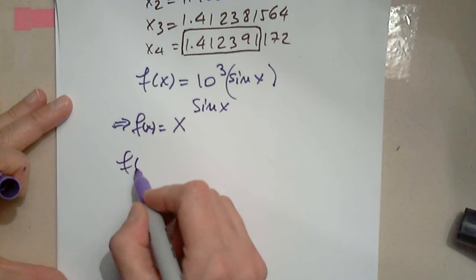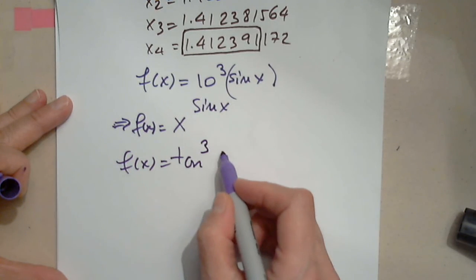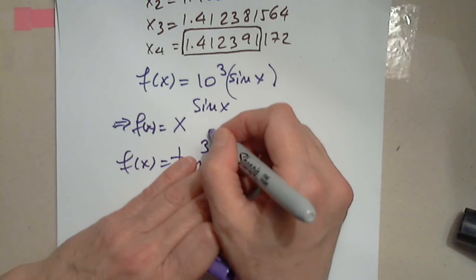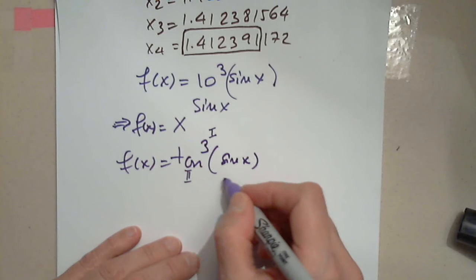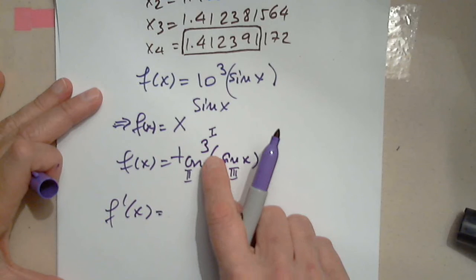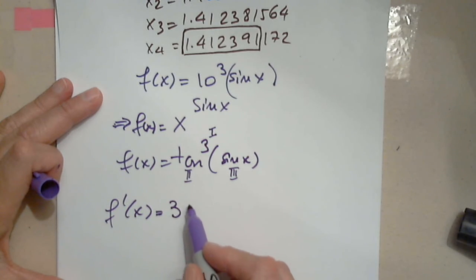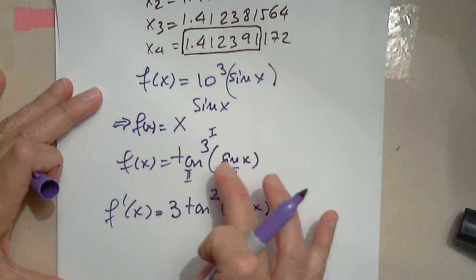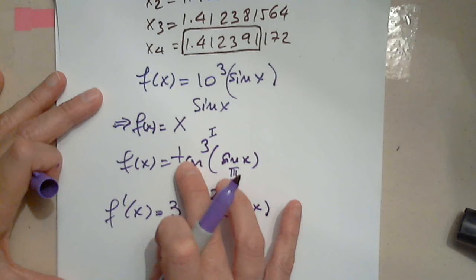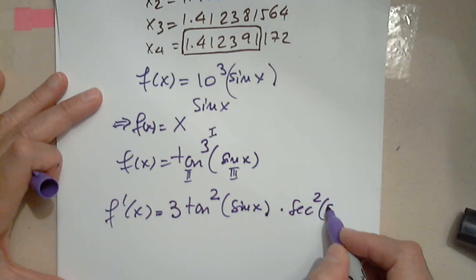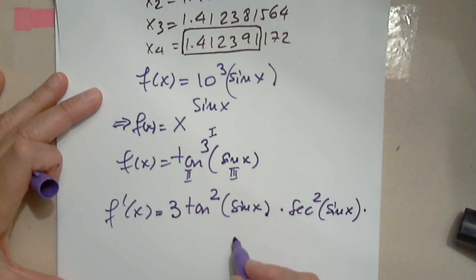So f(x) equals tangent to the third of sine x. Remember, this is the first function, this is the second function, and this is the third function. So when I differentiate, first I have to differentiate the power, which means 3 times tangent squared of sine x. Tangent is applied to sine x. That's the argument of tangent. Now I have to differentiate tangent, which is secant squared of the argument, and then times I differentiate the inner function, which is cosine x.